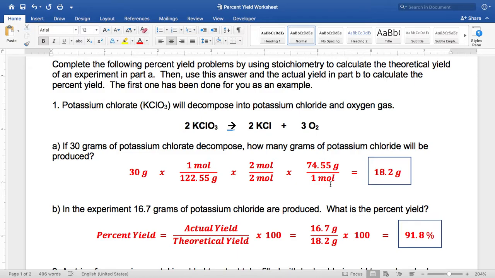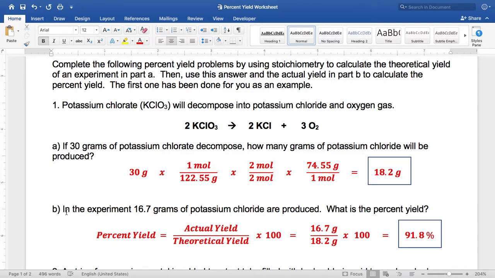Now for the math, we'll do it like we've always done. Any number on top, you multiply. Any number on the bottom, you divide. So we would do 30 divided by 122.55 times 2 divided by 2 times 74.55. When we do that math, we get an answer of 18.2 grams. That is my theoretical yield. That's how many grams of potassium chloride will be produced under perfect conditions, no errors. That's how much I should get. This is what the math tells us. Straight stoichiometry problem just like before in part A.